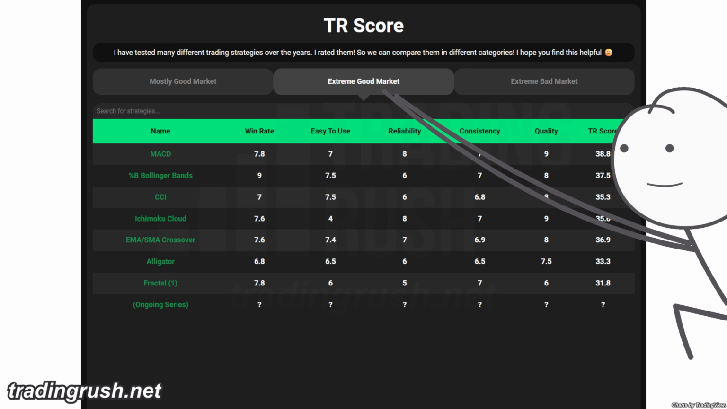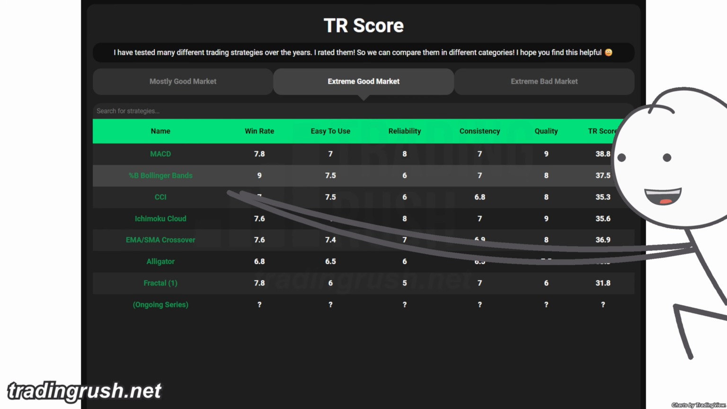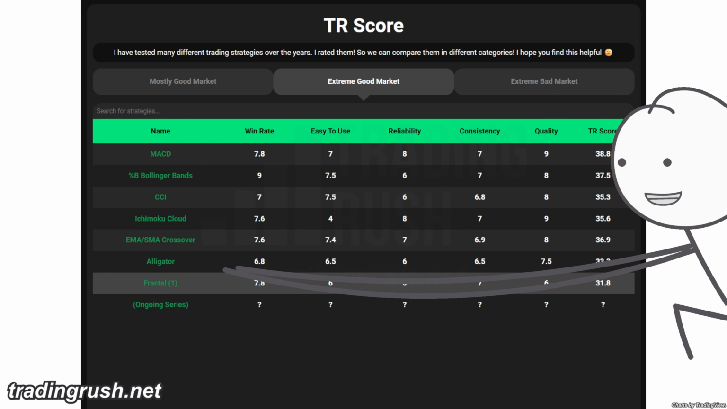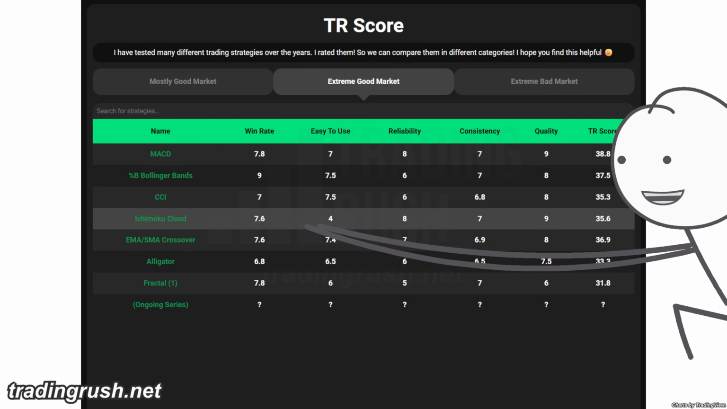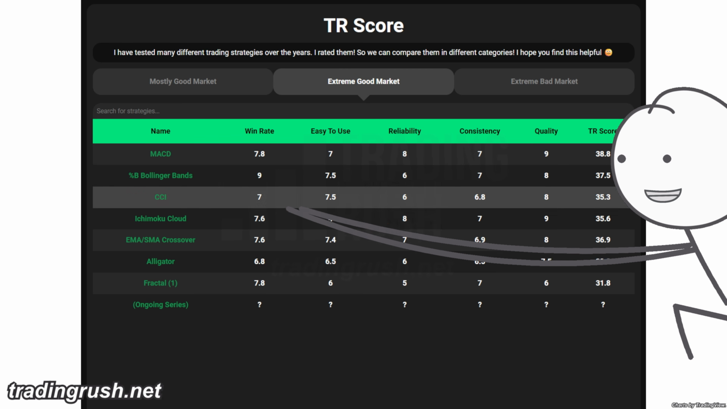But this time, I want to find out how high the win rate can go if I take trades in an extremely good market. On top of that, I want to find out how low the win rate can go if I take trades in an extremely bad market. I have already tested a few strategies in extremely good and bad markets, and some of them really improved their win rate in a surprising way. I want to see if this ball strategy can beat those win rates and perform even better.